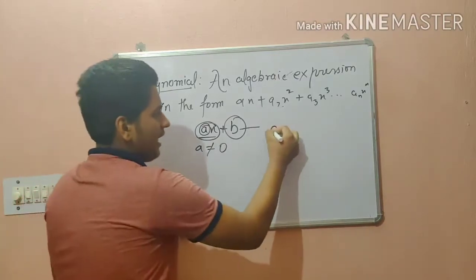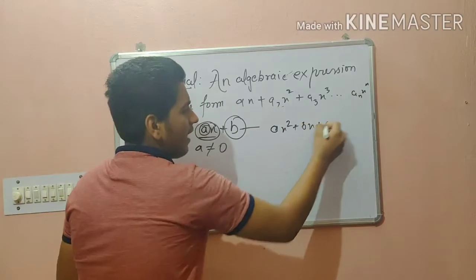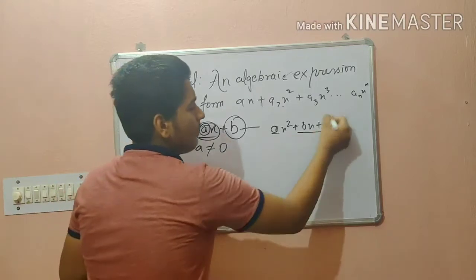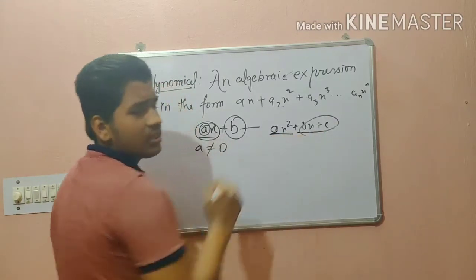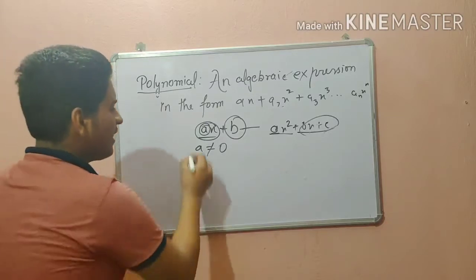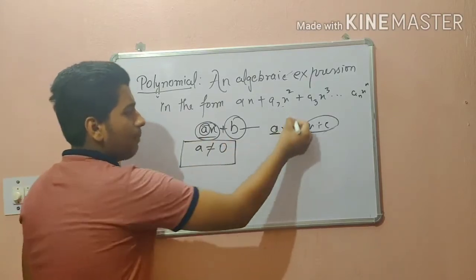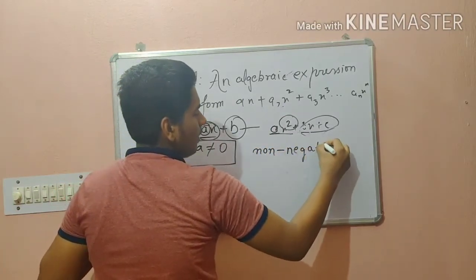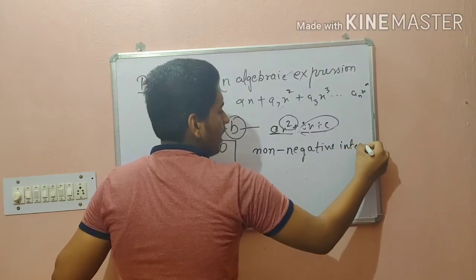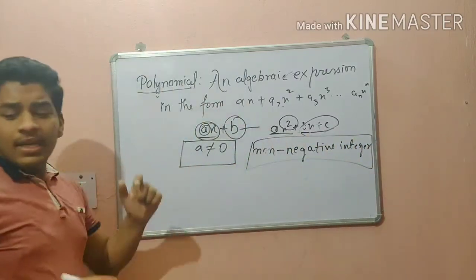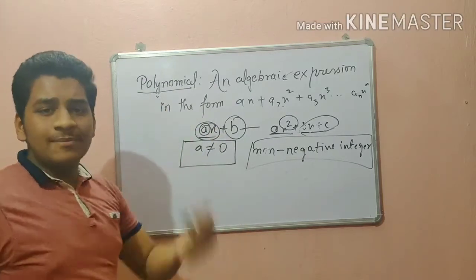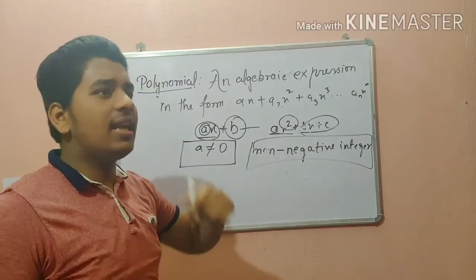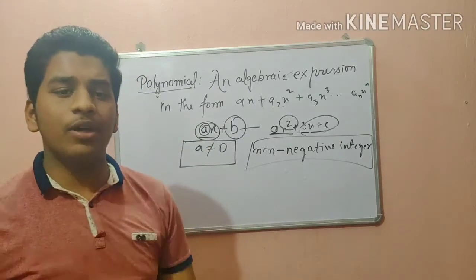Similarly, if we take ax square plus bx plus c, the highest degree term is x square, with coefficient a. If a is 0, this will become a linear polynomial, but it was a quadratic polynomial. So the first condition is that a should never be equal to 0, and the exponent should always be a non-negative integer. Non-negative integer means that the exponent of a polynomial can never be negative, can never be a fraction, can never be a rational number. It must be a non-negative integer.